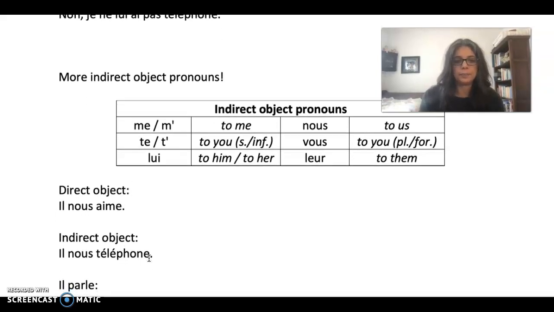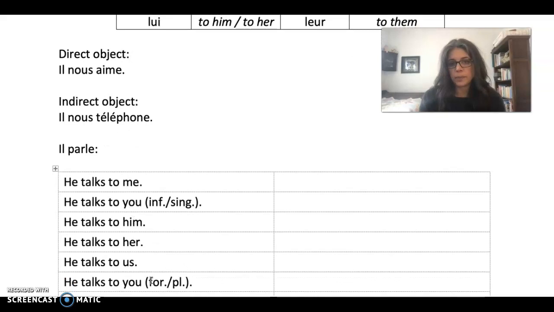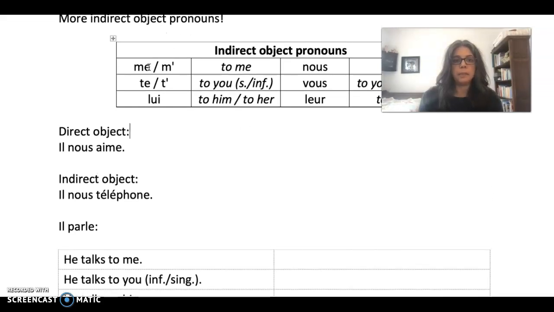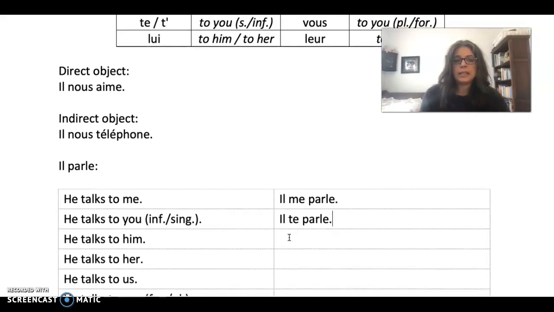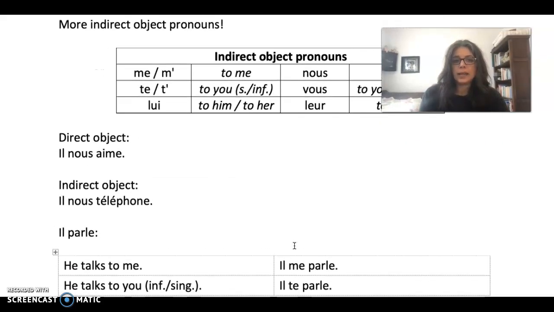Il nous téléphone. So let's just take il parle real quickly and run through all of them in the present tense just really fast. So he talks to me, me, right? Il me parle. He talks to you, informal person by themselves, one person. Il te parle. He talks to him. Remember, to him is lui. Il lui parle. He talks to her. Remember, it doesn't change. It's the same. Il lui parle.